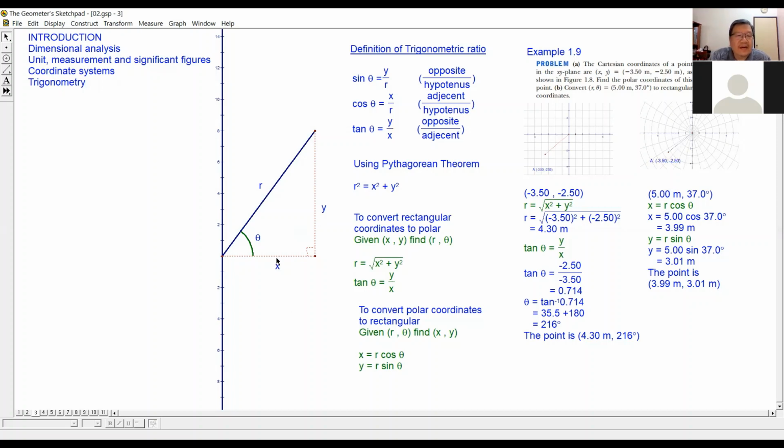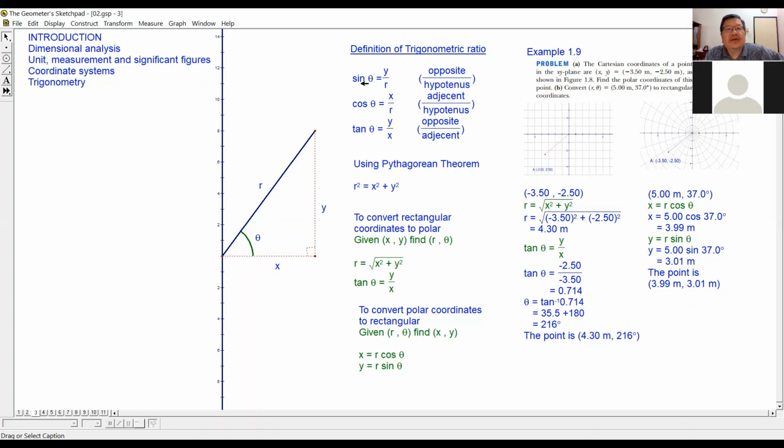Then we have another side of the right angle triangle. This side is the horizontal distance, and we call it x. Now this x is just beside the angle theta, whereas the y is opposite the angle theta. So this side we call the adjacent side. Adjacent side. So how do we define the trigonometric ratio?